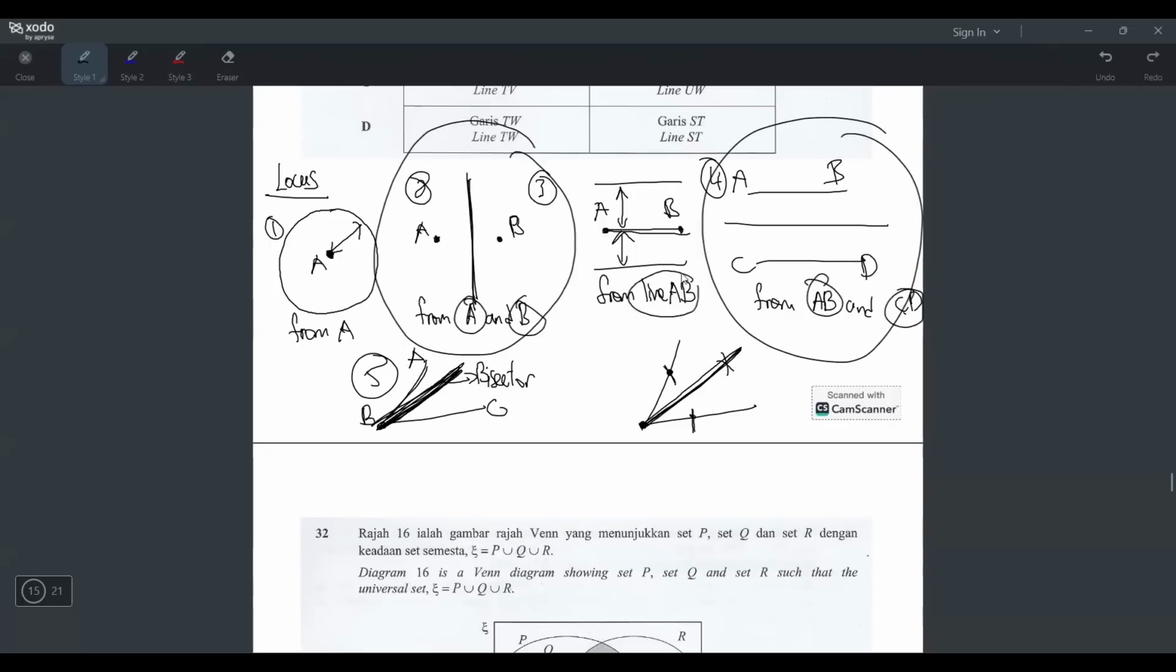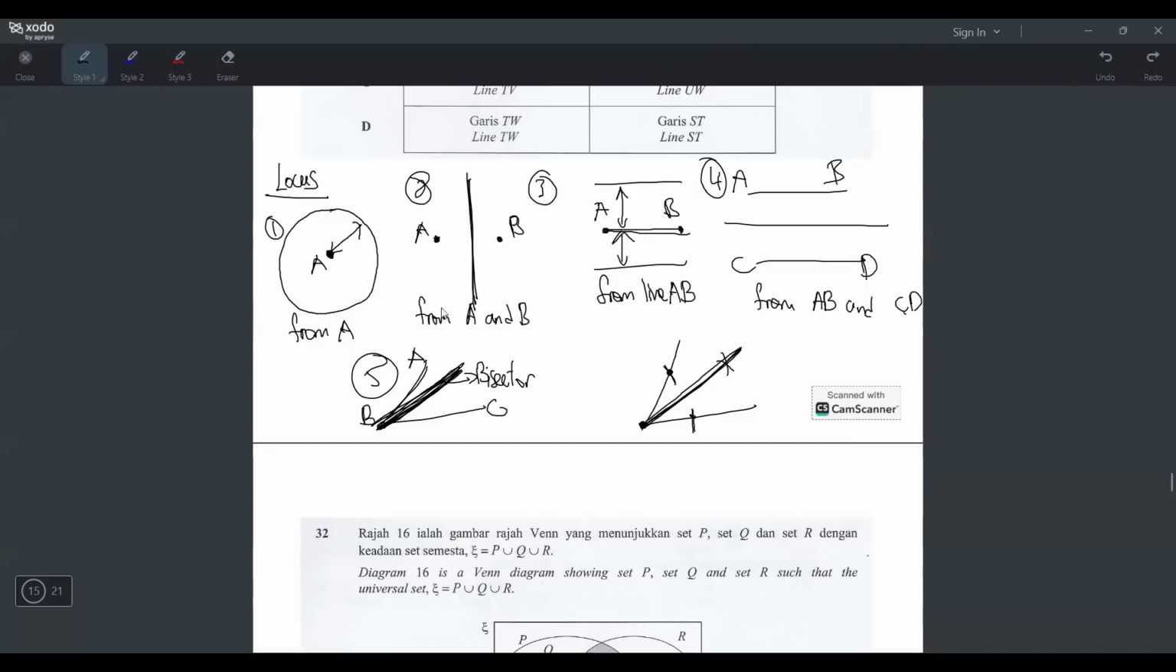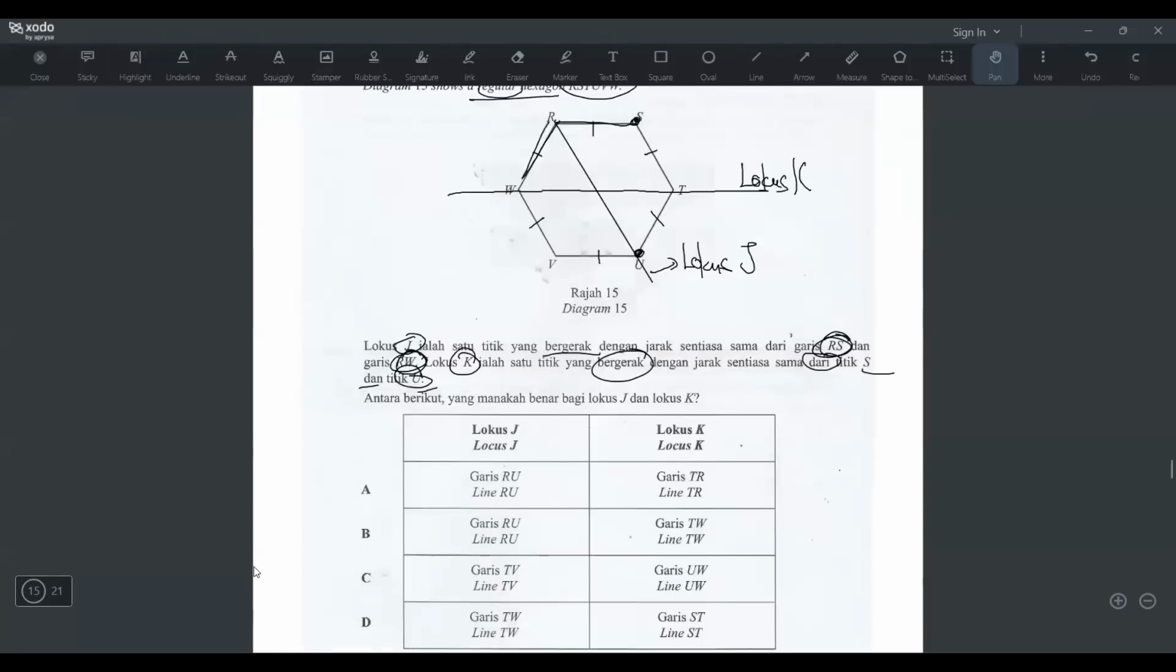And this one also, this one is from a line, from a line, right? This one is from 2 points. Okay. This one is from A and B. This one is from AB. Okay. This one is from lines. This one is from two points. So it's not the same. Alright. So hope you understand. Okay. Now what is this?